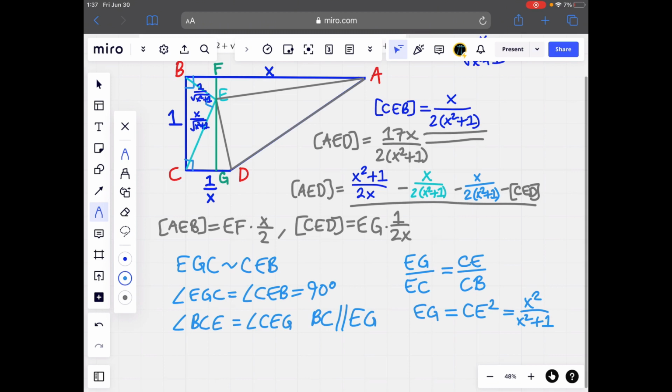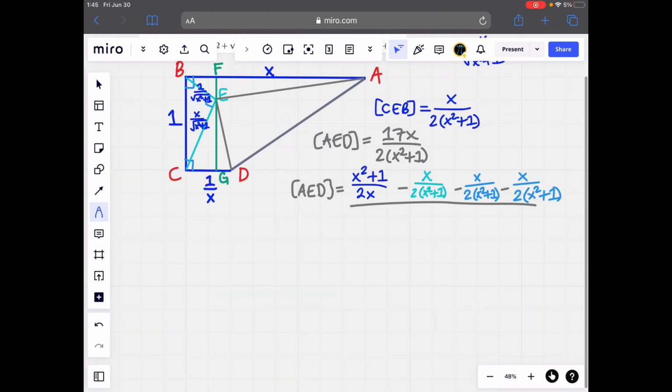The area of triangle CED is this times 1 over 2x. That's just x over 2 times x squared plus 1. Now we have found two different expressions for the area of triangle AED. Let's now attempt to set them equal.